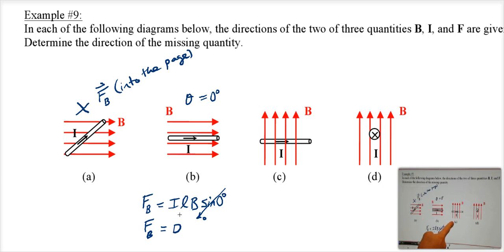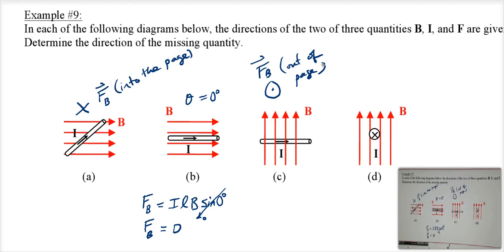Okay, moving on to part C now, we have a field that is going up and our current going to the right. And so in this case our palm will be facing towards you, and so our magnetic force is out of the screen, or out of the page. So this is out of page or screen.